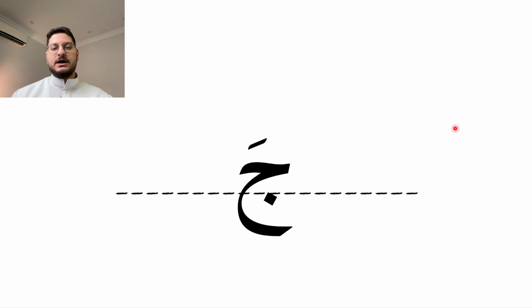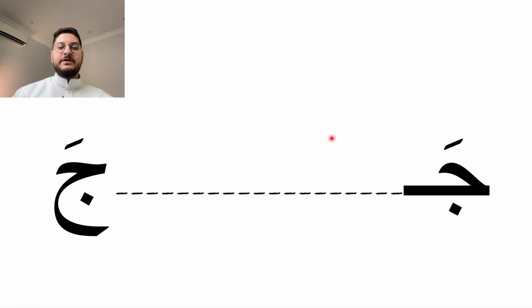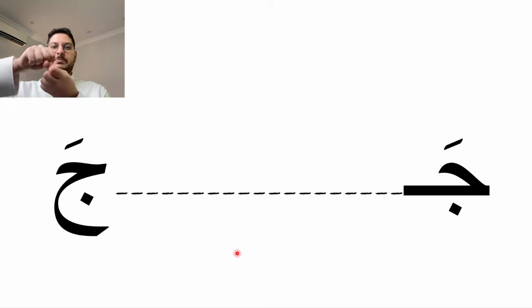Now, let's look at how this letter would look inside the word. So the Ja, if it's at the very end of the word, looks like this. If it's at the very beginning of the word, it looks like that. You can think of this shape as imagine taking this original shape and then bending the tail to make it straight. This makes it easier to connect to what comes next.